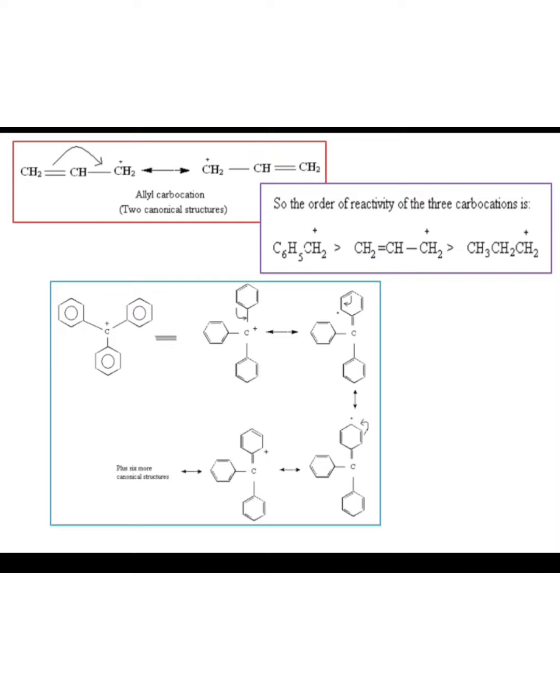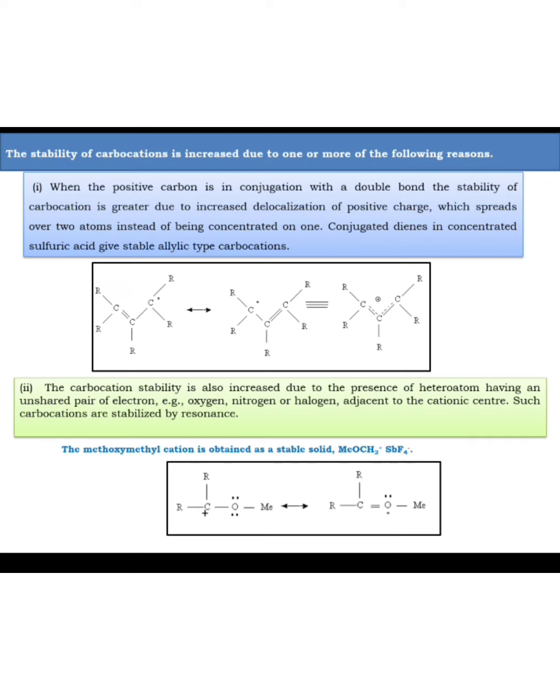And the next example is triphenyl carbocation. In this there are 3 benzene groups attached to the central carbon atom bearing positive charge. So it produces a greater number of canonical structures. So this is more stable even when compared to the benzyl carbocation.